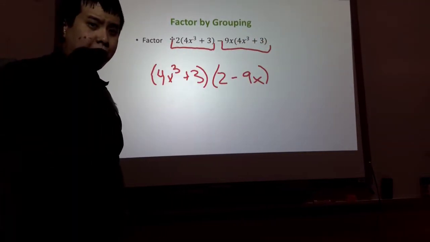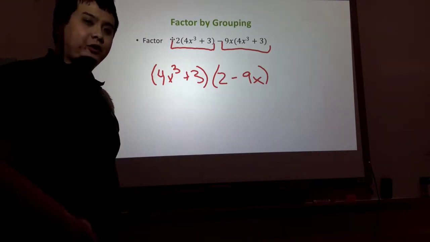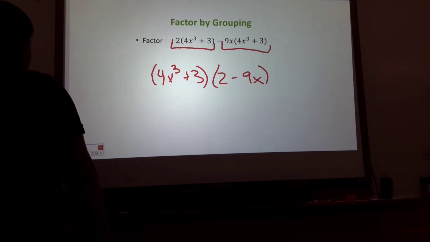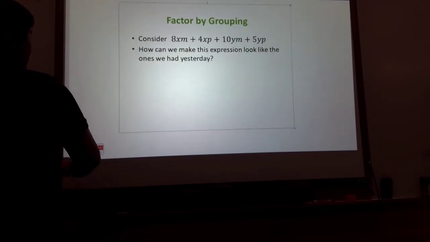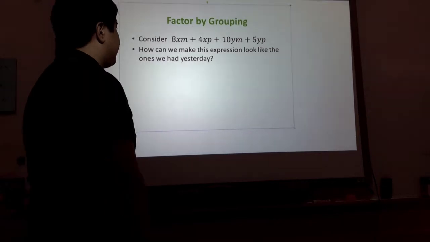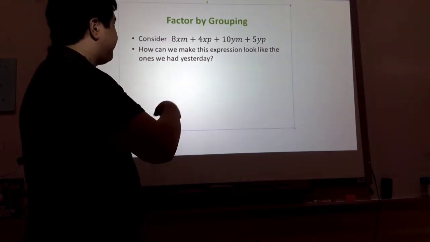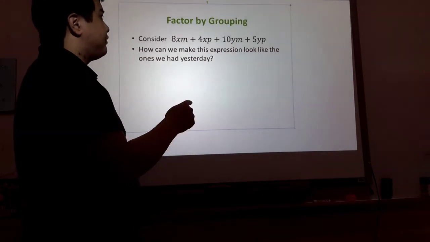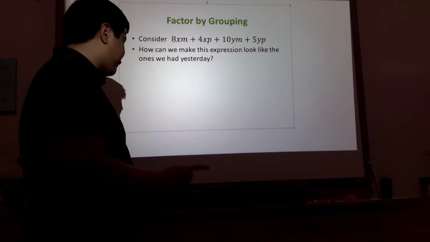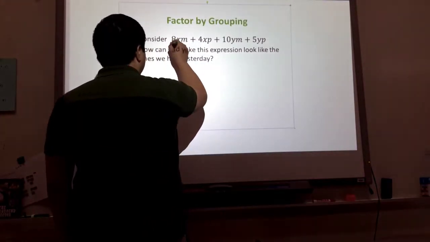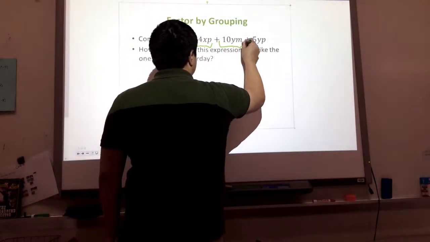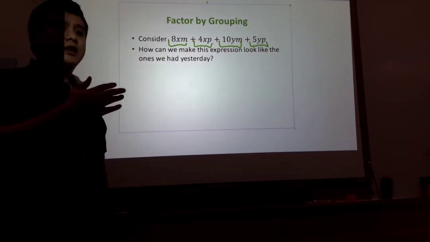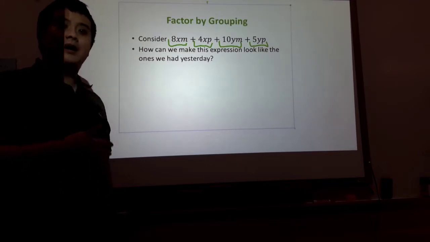This is a review of what we did last time. And this prepares us for what we're going to be learning today called factoring by grouping. So take a look at this expression right here. 8xm plus 4xp plus 10ym plus 5yp. Now, this has 4 terms here. 1, 2, 3, 4. And the question that we have is, how can we make this expression look like the ones that we did the other day, where we have a binomial inside a term?